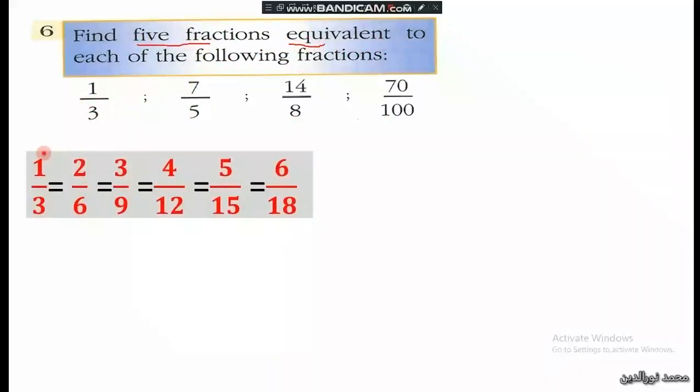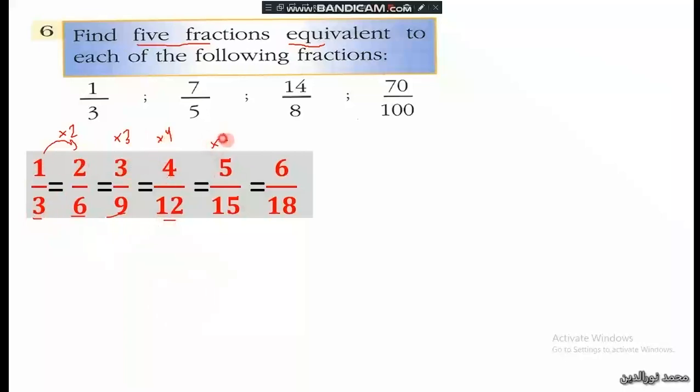So 1 over 3, first of all we multiply both terms by 2. 1 times 2 is 2, 3 times 2 is 6. And then we multiply by 3. 1 times 3 is 3, 3 times 3 is 9. So these two fractions are equivalent to 1 over 3. And then we proceed, we could multiply by 4. 1 times 4 is 4, 3 times 4 is 12.